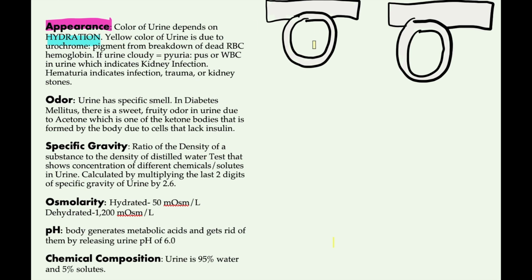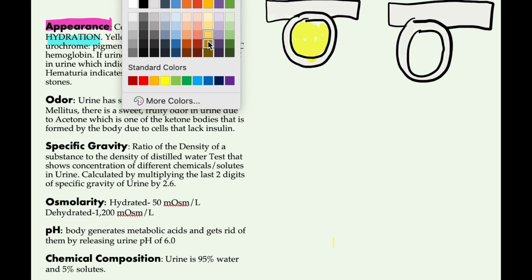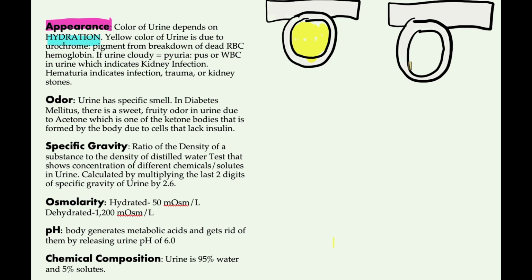So let's just say in the first toilet, this person was really hydrated. Their urine will look more light yellow. Now the second toilet, let's just say this person wasn't that hydrated. Now this is an exaggeration, but their urine would look more dark yellow. Now the yellow color of urine is due to urochrome, which is a pigment from the breakdown of dead red blood cell hemoglobin. Now the color of urine is also influenced by food, vitamins, etc.